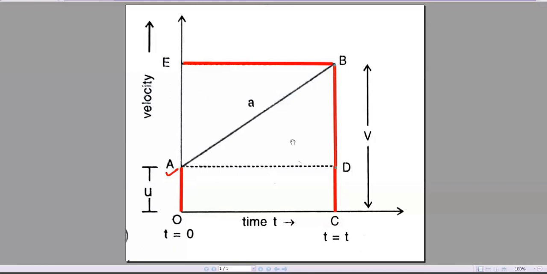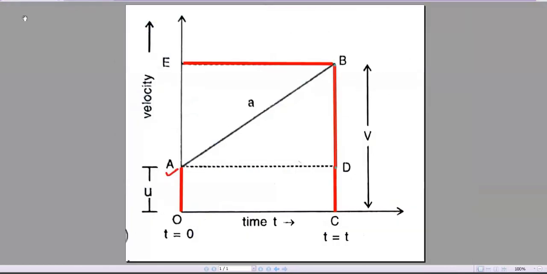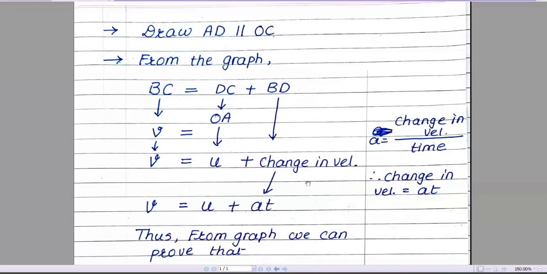Now, from this graph, we can see that this BC is equal to DC plus BD, right? So, from this we can say that BC is equal to DC plus BD. We know that BC is final velocity and DC, which is equal to OA, is initial velocity. And this BD is change in velocity.